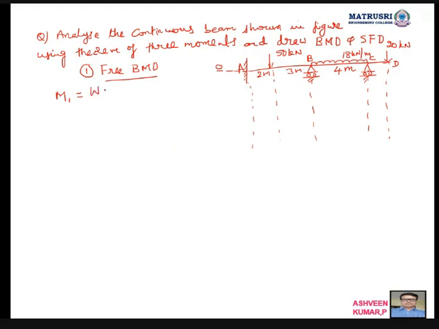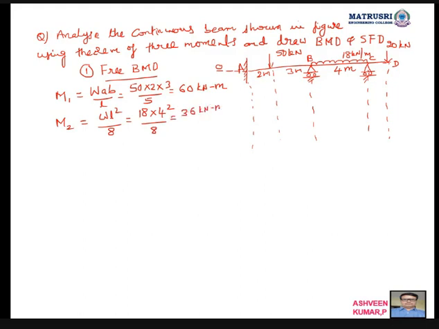What is the formula? WAB by L. W is how much? 50 into 2 into 3 by 5. That is coming to be 60 kilonewton meter. Then M2: WL square by 8. 18 into 4 square by 8. That is 36 kilonewton meter.